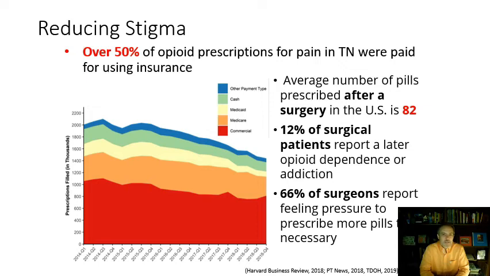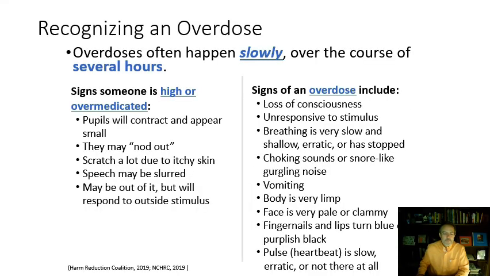How do you recognize an overdose? An opioid overdose is going to slow everything down. They're going to stop breathing. Their pupils will contract and appear to be very small. This is a telltale sign that it's opioid related. They may nod out. Their speech may be slurred. They may be out of it. But if they're not breathing and they're unresponsive and you have Narcan or naloxone available, administer it. We'll talk about how to do that and when to do that on the next few slides.